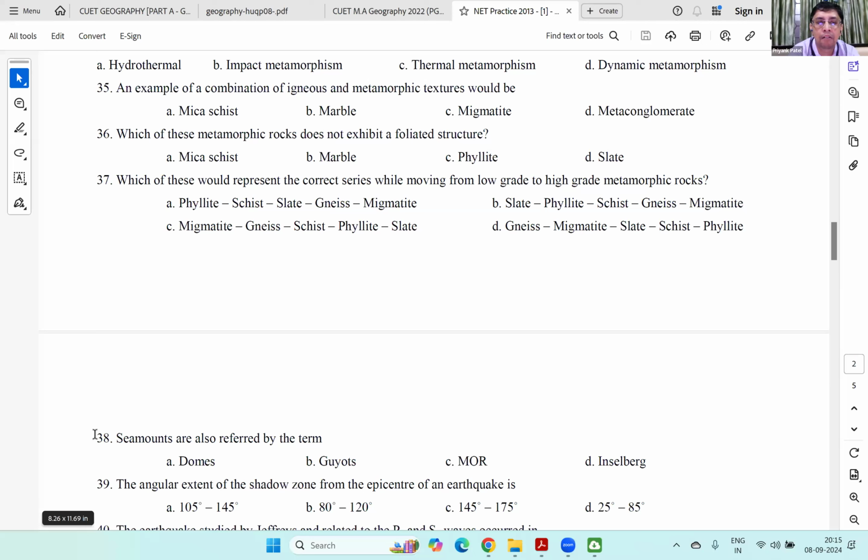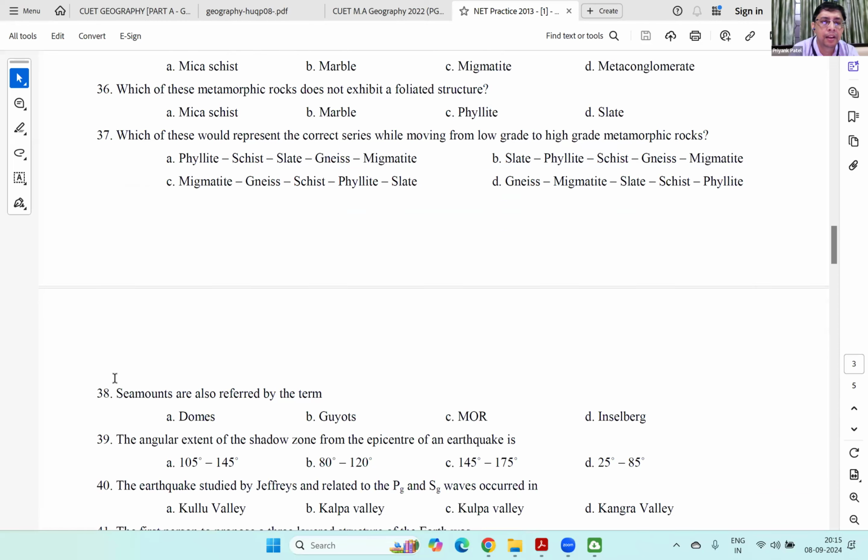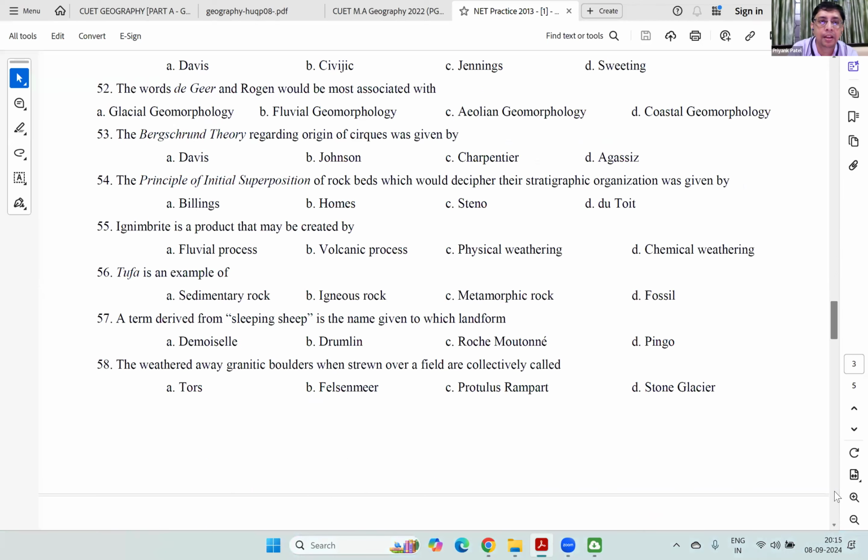This is usually around 105 to 145. Different books will give you different values. So 39A. And which earthquake was studied by Jeffries to understand PN and SN waves? PG and SG waves. This was the Kulpa Valley. Not Kolpa, it was the Kulpa Valley, in Europe. Anyhow, I think you are getting some idea of what the different types of questions are.